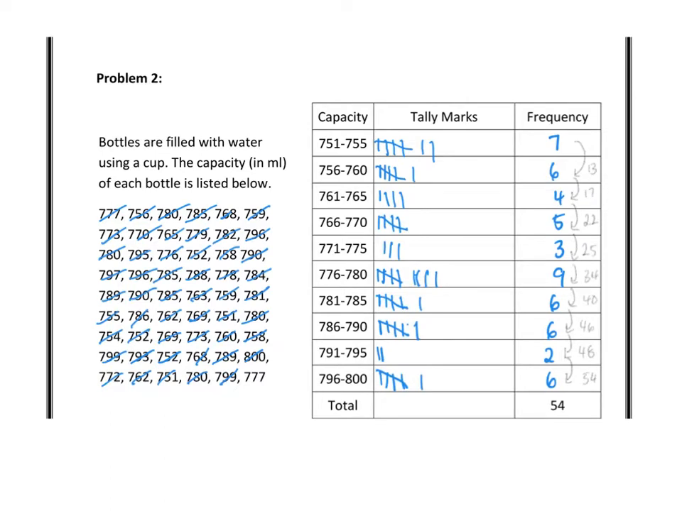Okay, so I've filled in all the tallies, then I wrote the totals on each one, and then I double checked down there that they all added up to what they said, which was 54, which they did. So that's a frequency table. If I have a look here, in this one, the modal category, the highest one, was a 9. So this 776 to 780 is the mode category, the most frequent.